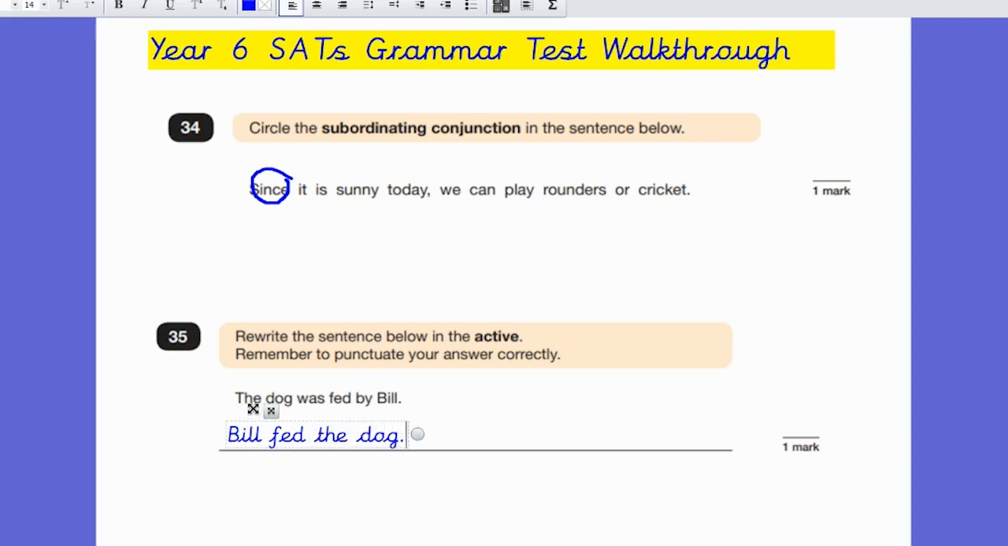Very, very simple. It would also be accepted if they said Bill was feeding the dog, because that's still correct. It's just that it's in a different verb form. It's in the past progressive tense.